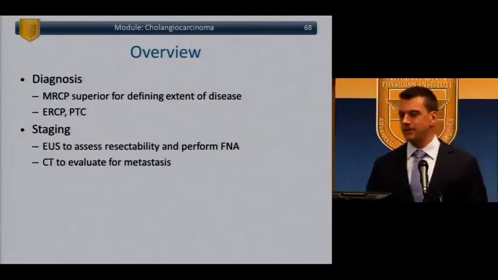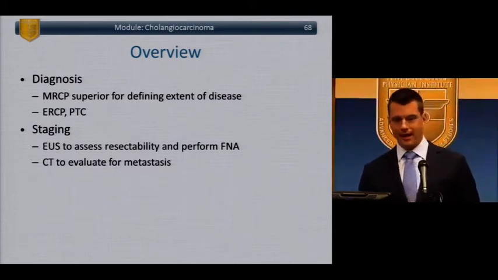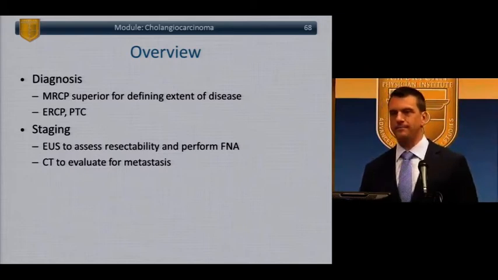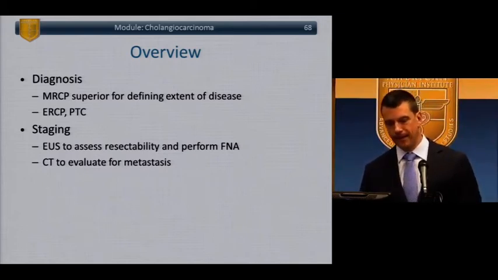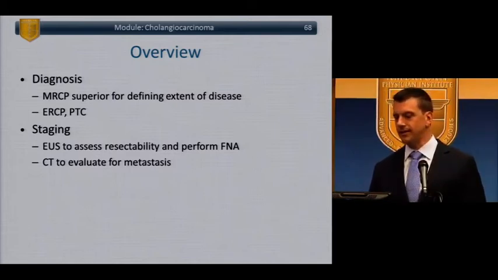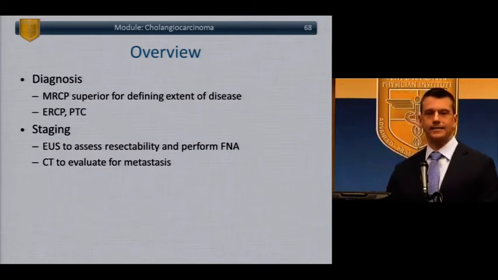For diagnosis here, MRCP is superior, as you'll not only see the ductal anatomy internally, but see the extent of disease throughout. ERCP and PTC can also be used. For staging, EUS will assess resectability, and you can perform an FNA. CT can evaluate for metastatic disease.